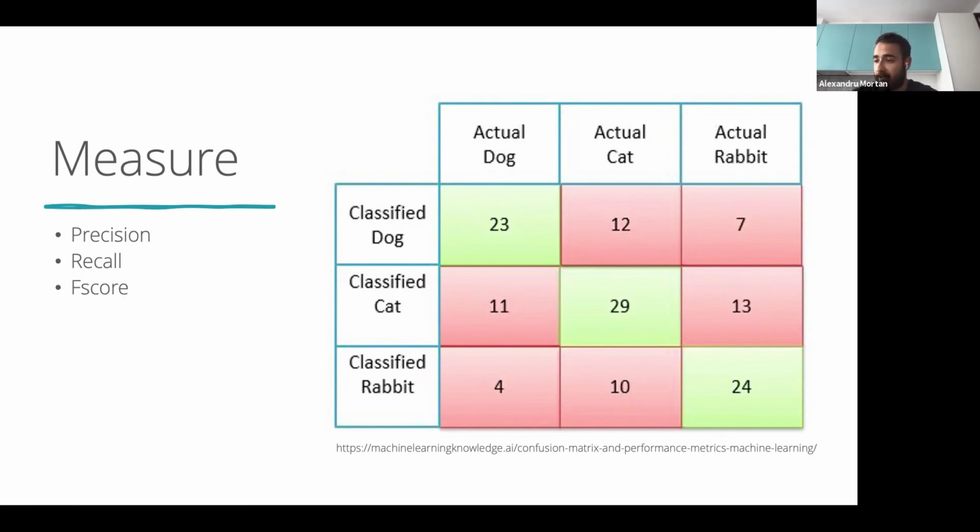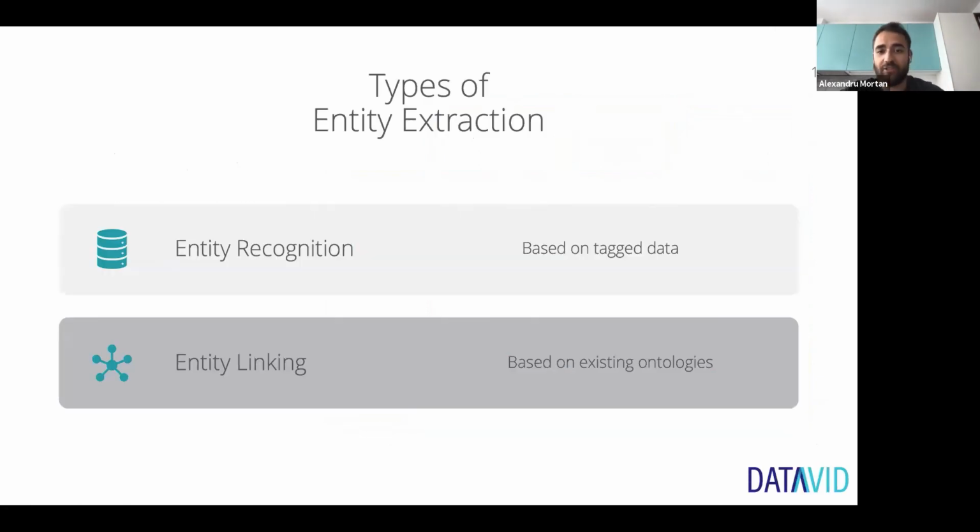Now, going further, so this is the entity recognition part. So basically, this is how you have some tag data, and you try to use that tag data to create a model and use it on future data points that are going to come and extract from those. Now, what we also do in Datavid and in Datavid Rover is entity linking. So basically doing extraction based on some existing knowledge base, or in this case, existing ontologies.